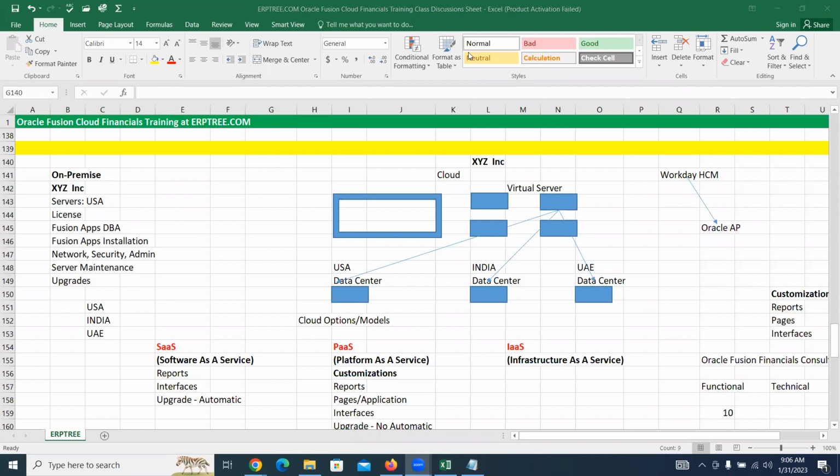So are these data centers in physical form, or are these also virtual? Data centers are physical. Those will support virtual servers. In fact, the virtual servers that Oracle creates are made by using physical servers only. Okay, yes, thank you.